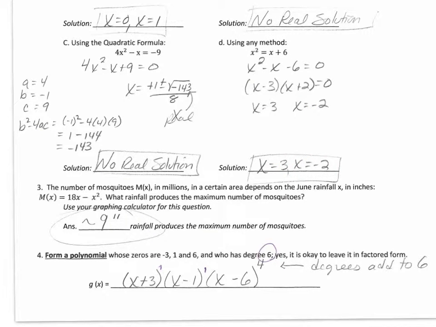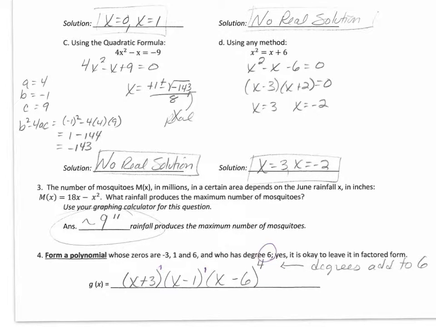For number 3, we've got a function. It's in mosquitoes, where x is the rain in inches in June, and they're asking what rainfall produces the maximum number of mosquitoes. So you have a couple of different options here.